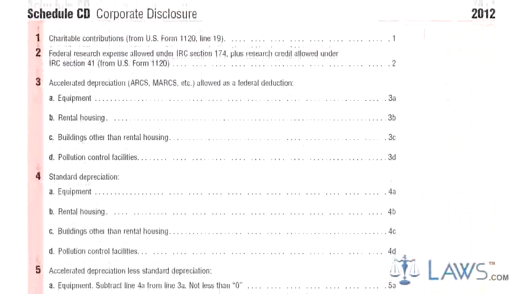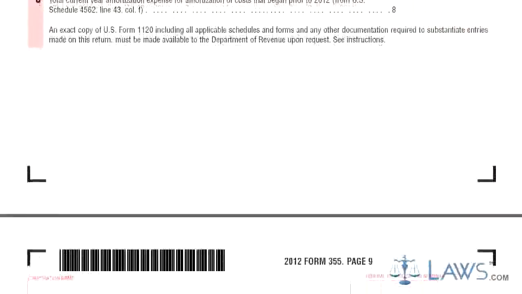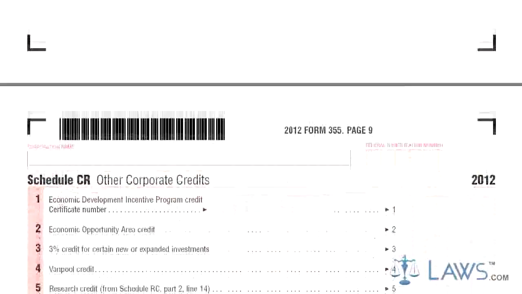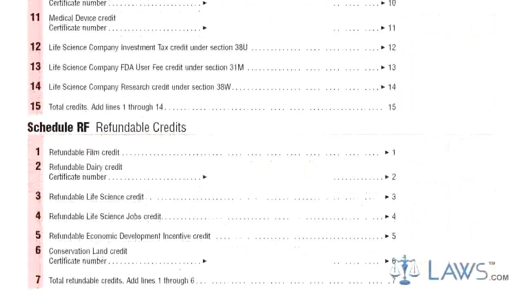Step 11. Complete lines 11 through 23 as instructed to determine your amount owed or the amount you should be refunded. Step 12. Complete lines 24 through 26 if filing late. Step 13. An officer of the firm should sign and date the bottom of the first page.